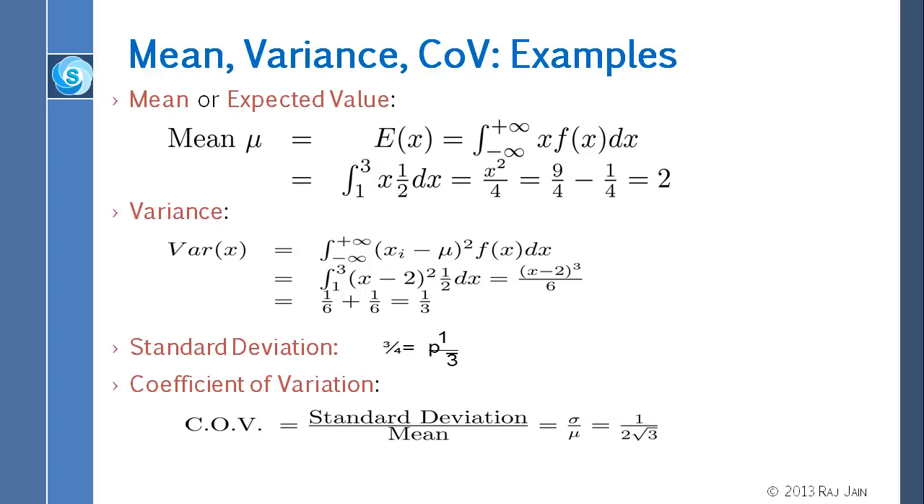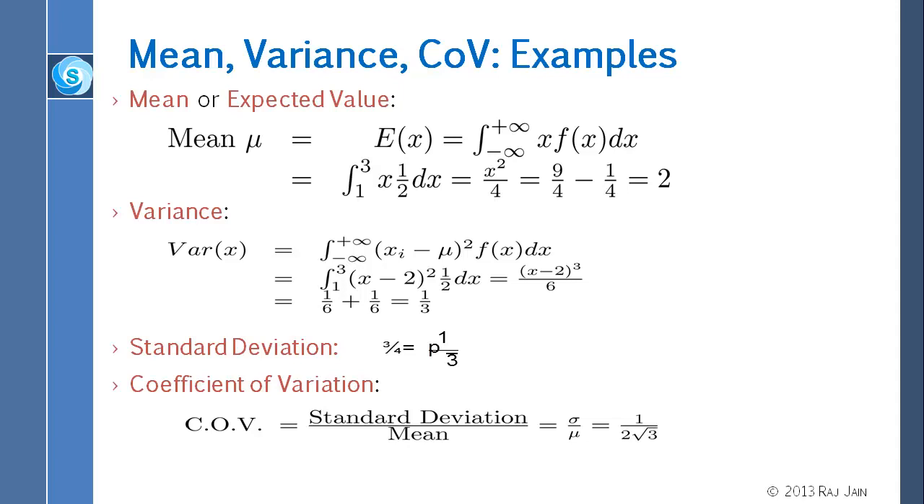x times f(x) dx. Now from minus infinity up to 1, it is 0 anyway, so you don't need to worry about that. And from 3 to plus infinity it is 0, so you don't need to worry about that. So you really need to take the area under the curve between 1 and 3. And the area under the curve x times f(x), f(x) is half in that region, times dx.